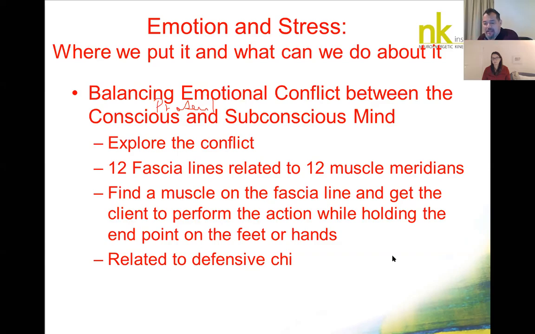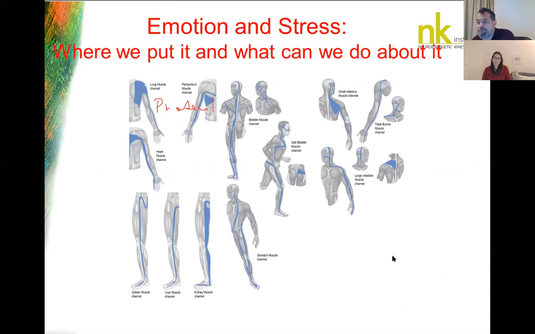So the muscle meridians are not the main meridians, and they're only connected to one acupoint. They're connected to the point on the end point of the meridian, on the hands or the feet. So it would be like small intestine 1, heart 9, lung 11, large intestine 1, etc. And these are the muscle meridians.